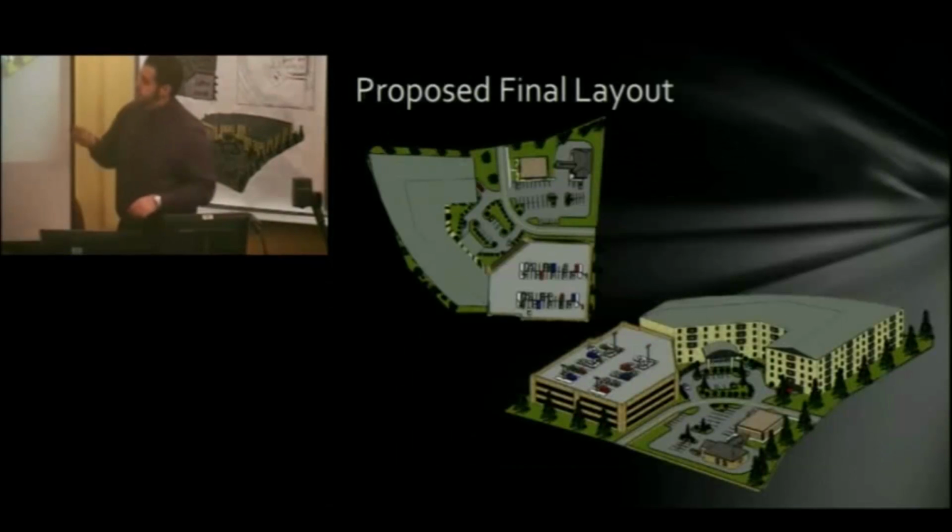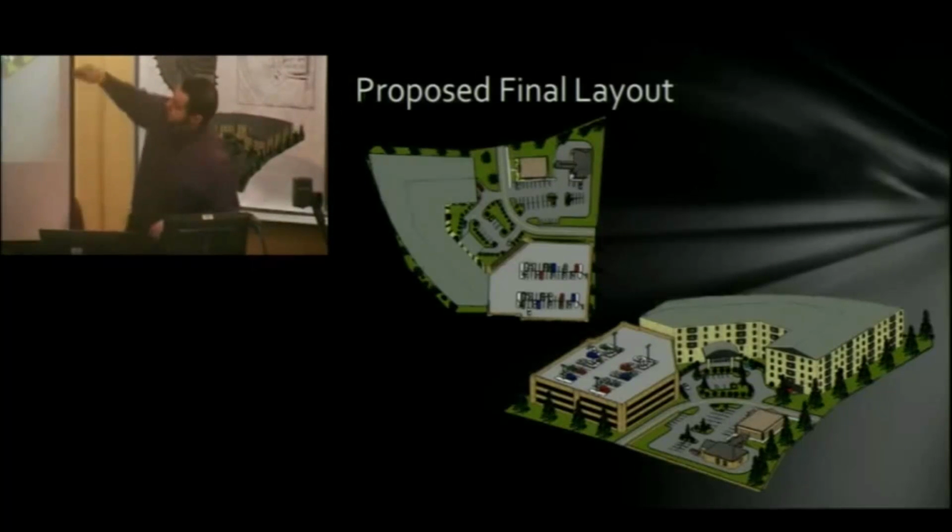And so we're going to take a look at it from this layout. It makes it a little bit easier to see. So, right here we've got the hotel. It connects into the structured parking with the lobby and the pull-in area here. And then we also have the bank.